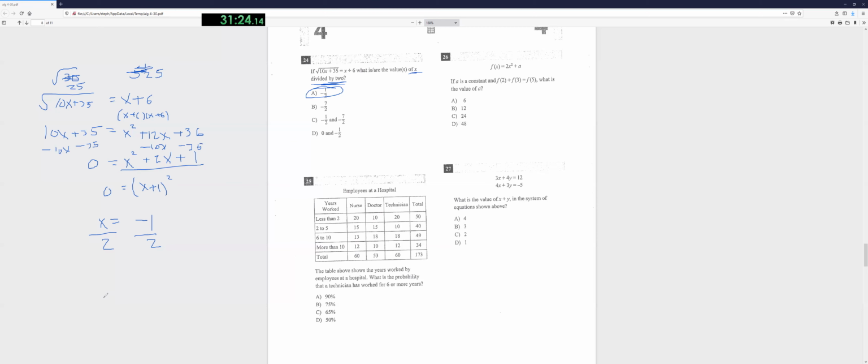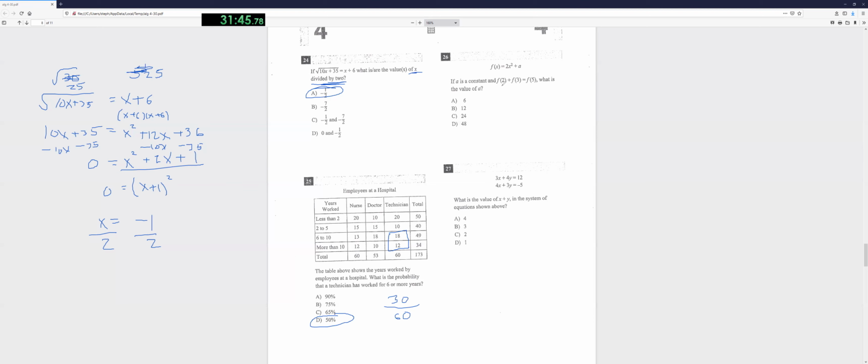The table above shows the years worked by employees at a hospital. What is the probability that a technician has worked 6 or more years? Technician, 6 or more years is right here. So 18 plus 12 is 30. So 30 of our 60 technicians have worked for 6 or more years. That's going to be 50%.